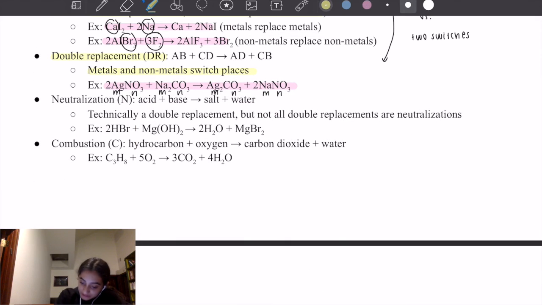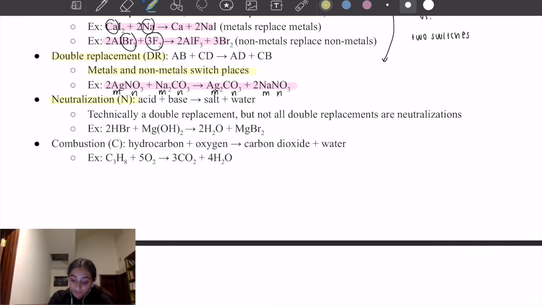Now these are more of a specific case. We have neutralizations and combustions. So neutralizations have the formula of an acid and a base yields salt and water. Neutralizations are technically double replacements because you start with two compounds and end with two compounds. However, not all double replacements are neutralizations because a neutralization has to have more specific characteristics.